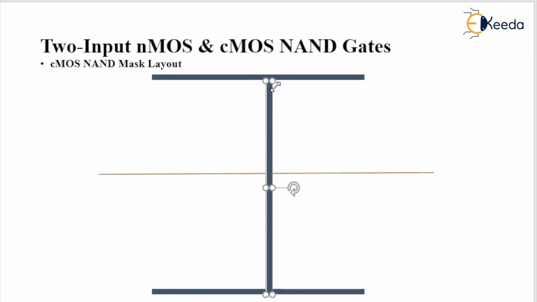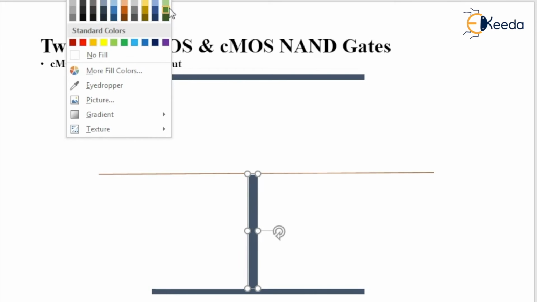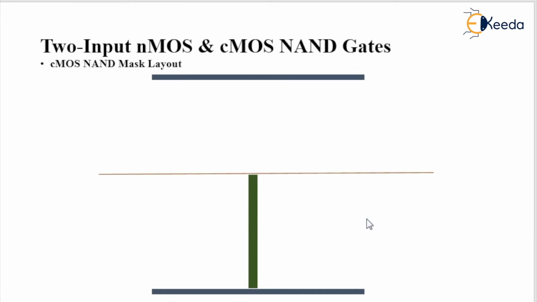Sorry, N diffusion. Under the pull down, there will be an N diffusion. So N diffusion should be there in the pull down part. We know that N diffusion should be filled with green color. That's why I took an N diffusion here, and also I require a P diffusion.